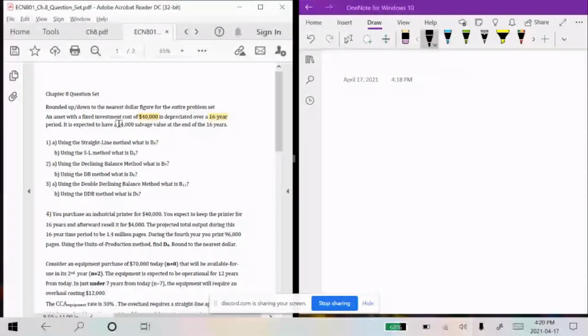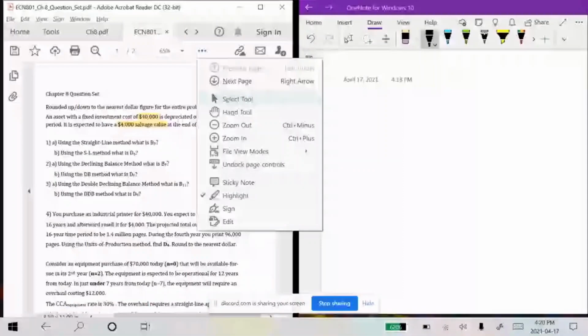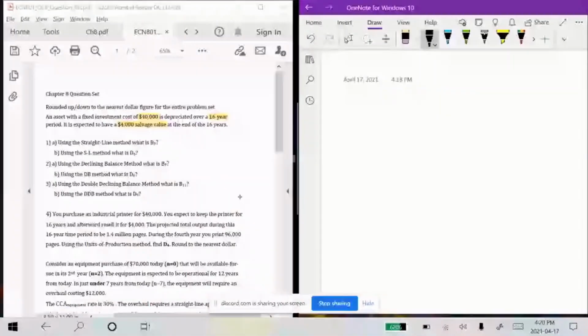What I do is I write all the numerical values down first. The P is $40,000 and the total number of periods is 16 years. And the salvage value is $4,000.